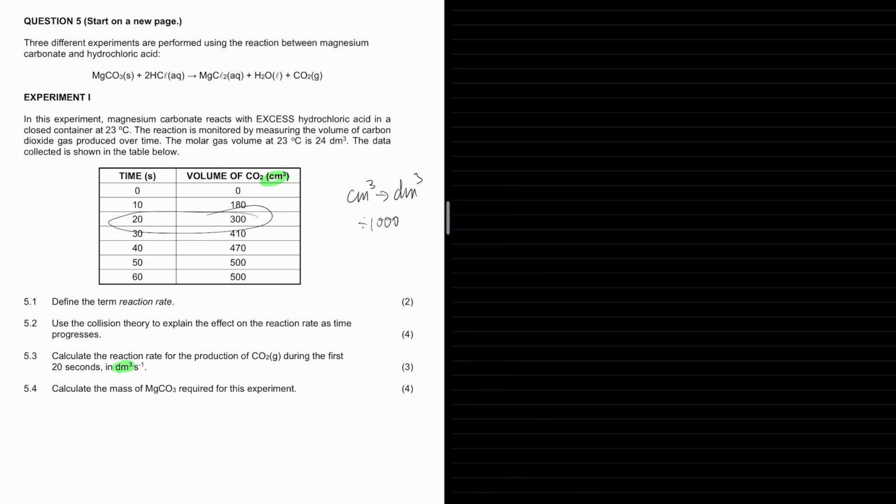Question 5.4, calculate the mass of magnesium carbonate required for this experiment. So for 5.4, what we can do is say that there was 500 cm cubed of CO2 produced. So the volume of CO2 is 0.5 dm cubed. Now we know the molar volume is 24, so we can get the number of moles. Number of moles is equal to V divided by Vm, 0.5 divided by 24, which is 0.02.